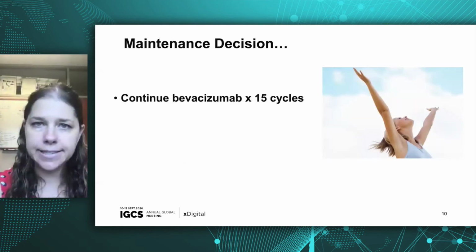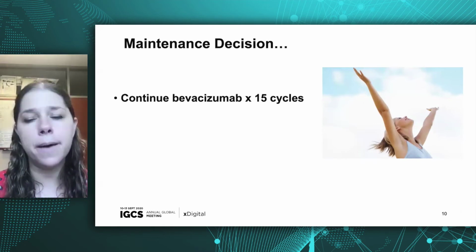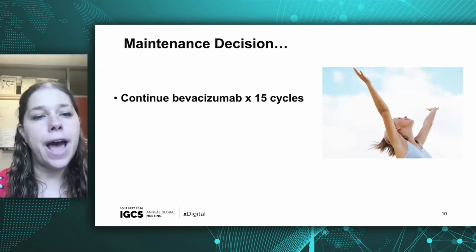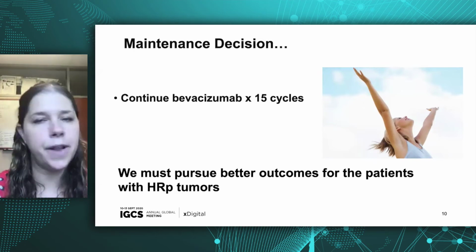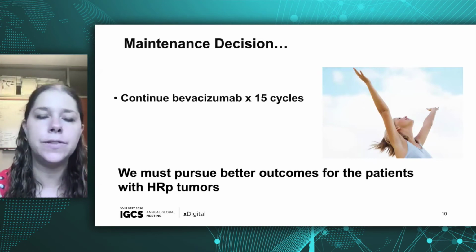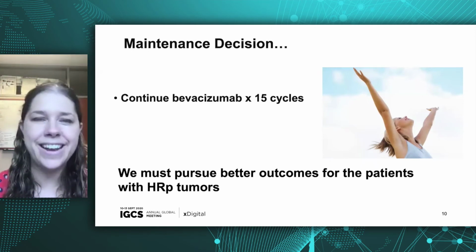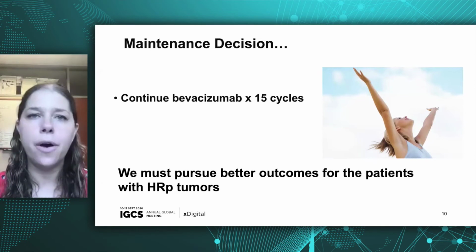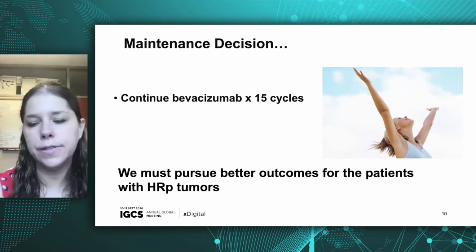So I made a decision because I'm being definitive, and I am going to continue this patient on bevacizumab for 15 more cycles. But I will just sum up by saying we have to do better here. We are not getting as good outcomes as we need to be getting for these patients with homologous recombination proficient tumors. So please continue to participate in all the clinical trials that are ongoing so we can start really impacting those patients, this big population of patients as well.